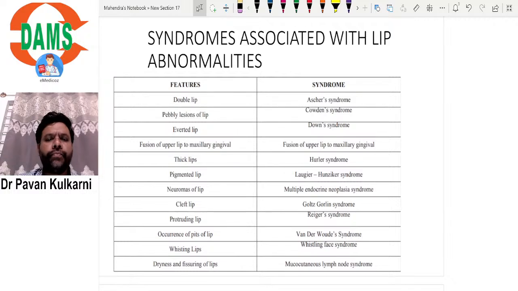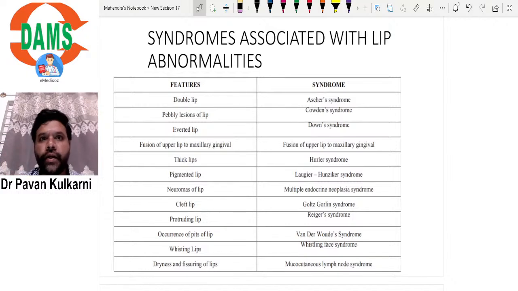It's very simple. Usher syndrome, all of us know, double lip. Particularly upper lip, there will be one more extra mass, that is called as double lip. Cowden syndrome is associated with pebbly lesions of the lip. On the lip, you will see small pebbles like. That is called as pebbly lesions. Whenever you hear of the word pebbly lesions, which syndrome should come to your mind is Cowden syndrome.